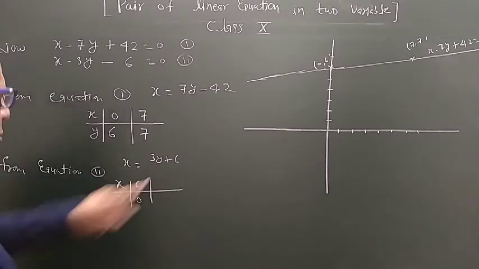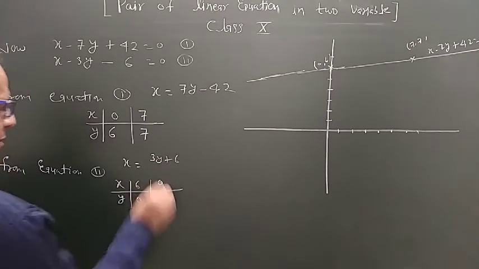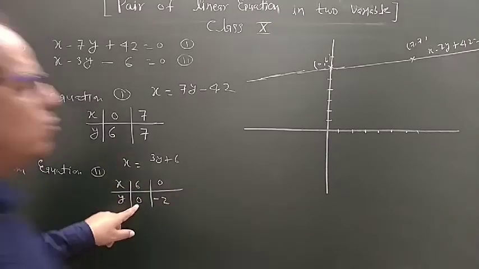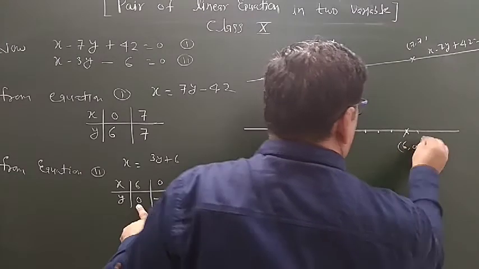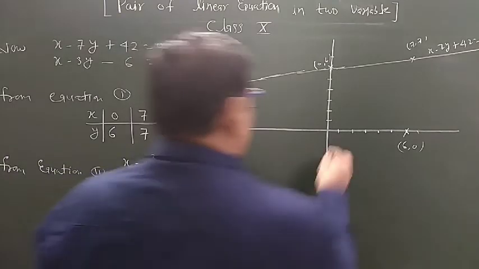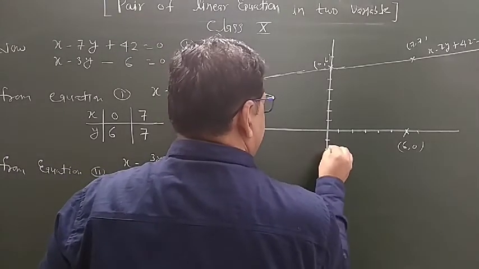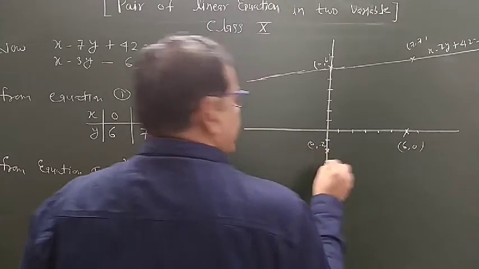Again, if you put y equal to minus 2, you have x equal to 0. So now again plot these points: x equal to 6, y equal to 0. So this point is there, 6 comma 0, and the other point is 0 comma minus 2. The point 0 comma minus 2 lies on the negative y-axis. That point is there. So this is the second point, 0 comma minus 2.